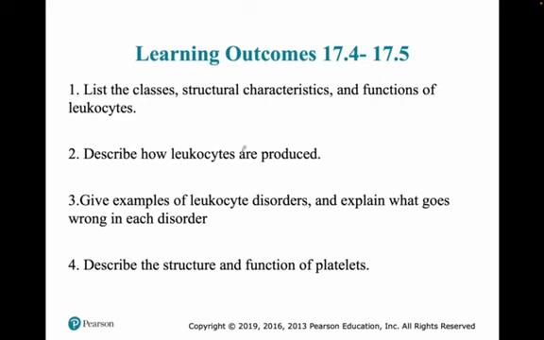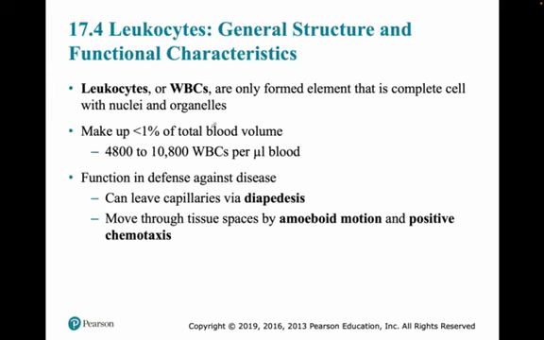All right, then the next thing we'll talk about is leukocytes, which are the WBCs. We will learn about their classes, structure, classification, functions, how they are produced, what the disorders are, and then also about platelets. The major difference is that leukocytes have nuclei and some organelles as well. These are cells, actually. Although they make up less than 1% of the blood volume, we should have approximately 4,800 to 10,800 WBCs per microliter of blood. If we have less than that, then we might have other problems, and we'll talk about that.